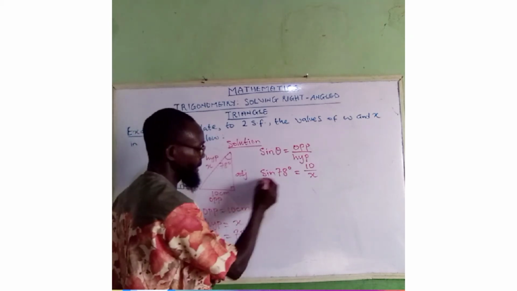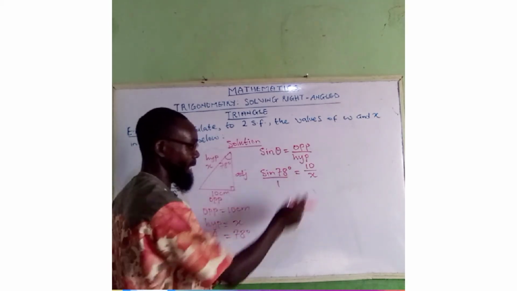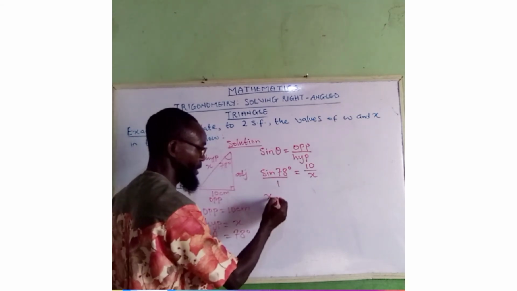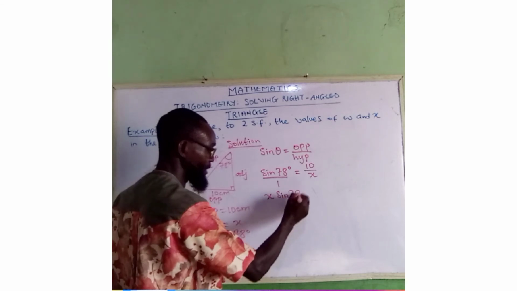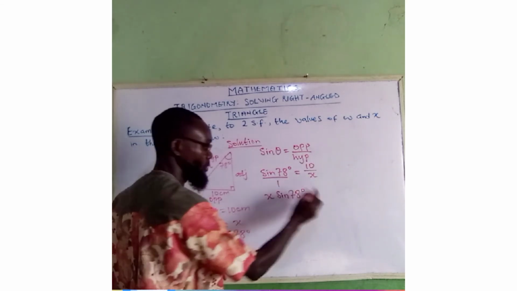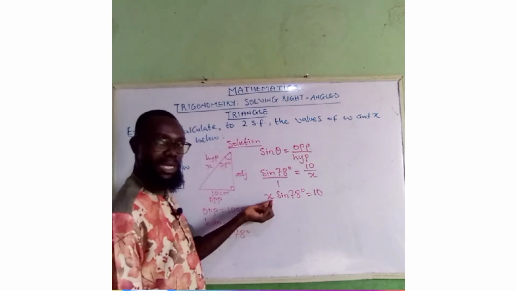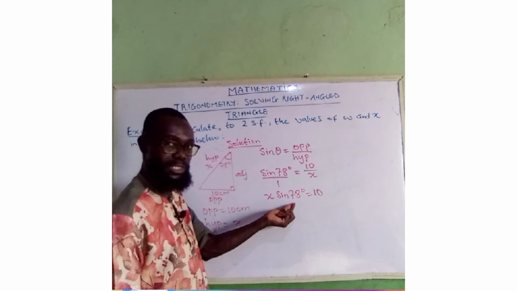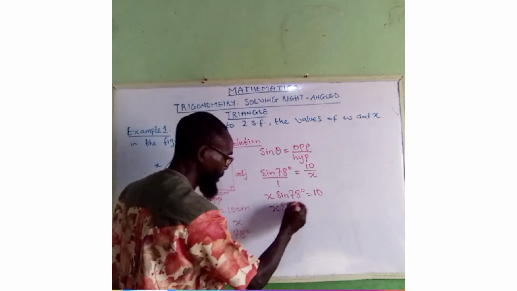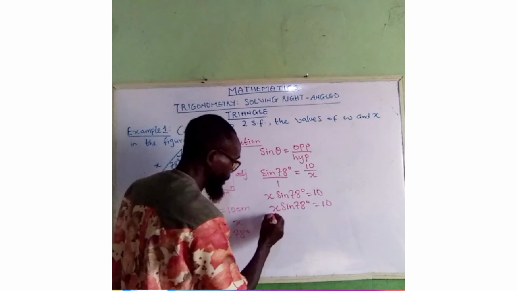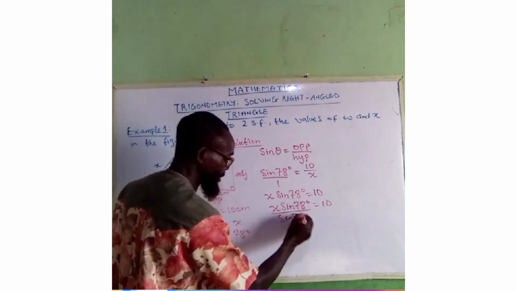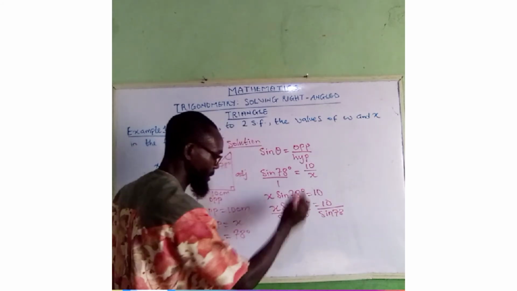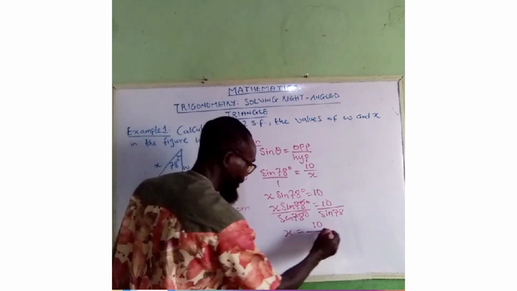Now from here, let's say this over 1. We cross multiply. When you cross multiply, this moves to this place. We have x sine 78 degrees is equal to 10 multiplied by 1, we have 10. I need my x, so I need to eliminate sine 78 degrees by dividing both sides by sine 78 degrees. So this goes in this. So my x equals 10 divided by sine 78 degrees.